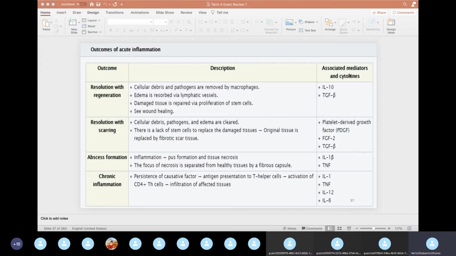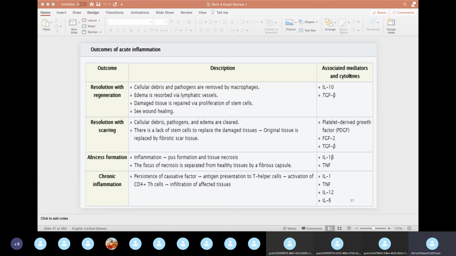Or worse, I have abscess formation. Think about tumor necrosis factor, TNF. Or it can progress to chronic inflammation. So I have infiltration of affected tissues, right? So I have these cytokines, your IL-1, your TNF, your IL-12, and your IL-6.